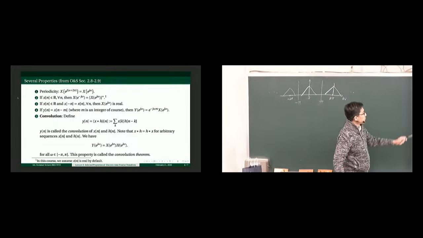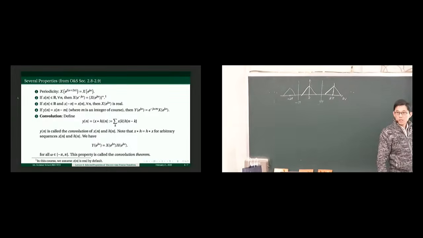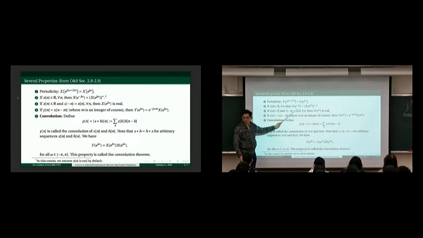The second property is about symmetry. Just like the continuous time Fourier transform, when our signal is real in the time domain for all samples, then the spectrum has this symmetry. If we evaluate the spectrum at minus omega, that's the way we read it, the result is going to be complex conjugated.